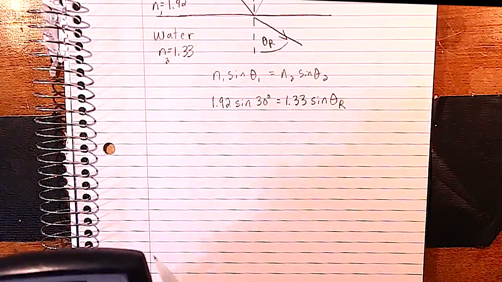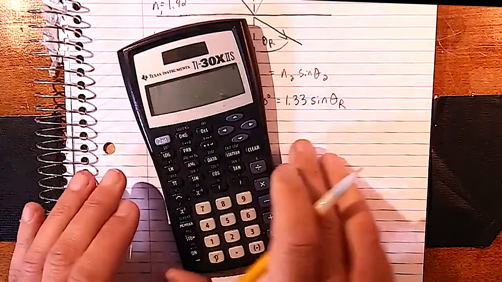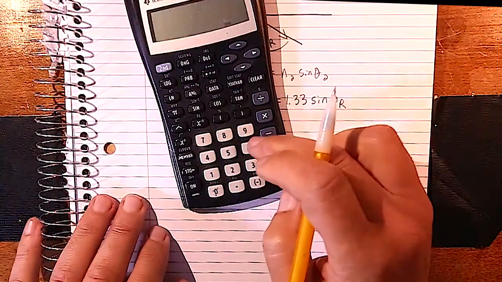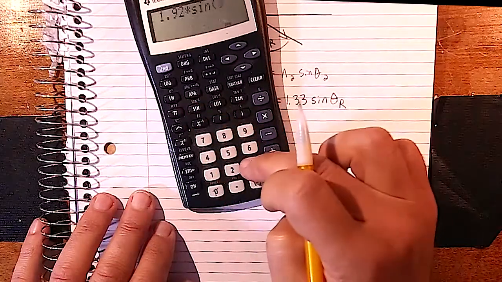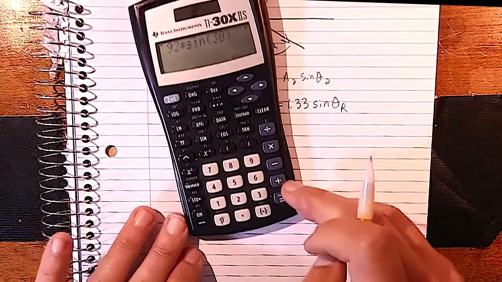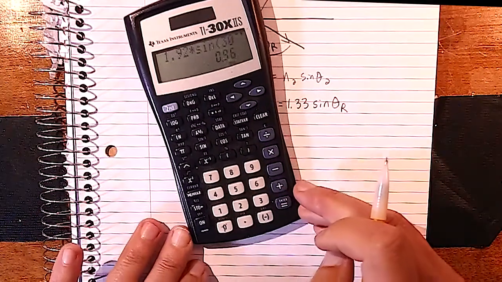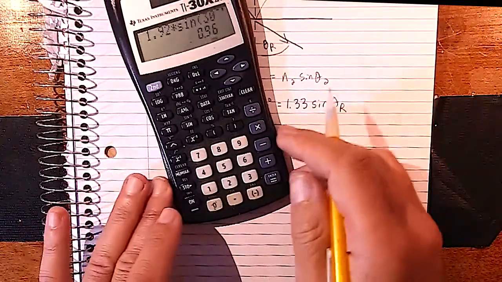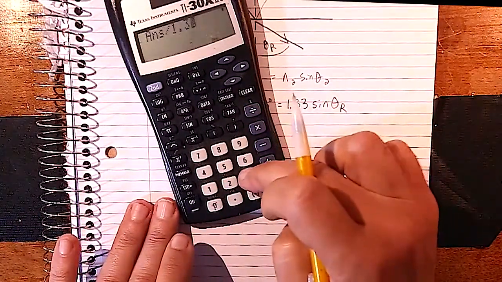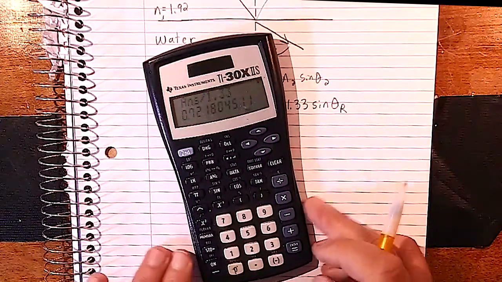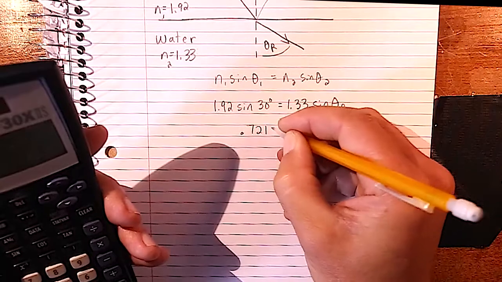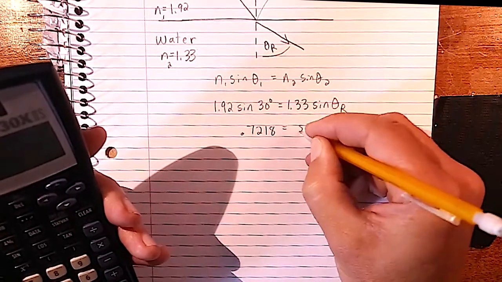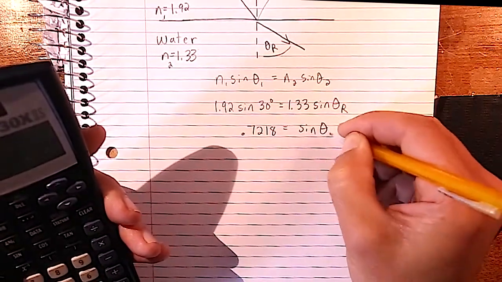So what do we do? The same thing that we did before, which is we put in our 1.92 times our sine of 30, and then we're going to divide that number by our 1.33. Now, here comes the part you have to be careful not to make a mistake. We get a 0.7218 is equal to the sine of the angle of refraction.